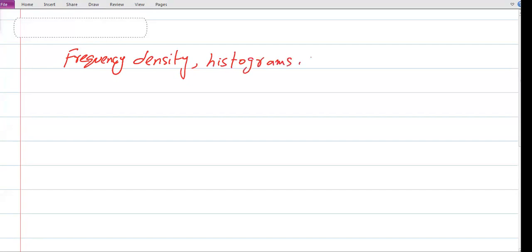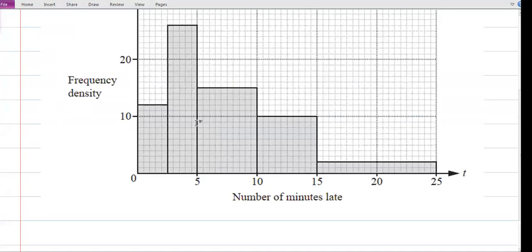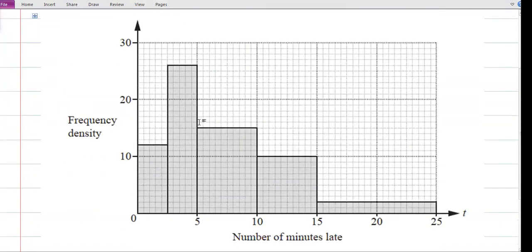All right, so today we have to talk about frequency density and histograms. What does a histogram look like? A histogram looks like this one. This is a histogram. Now, one difference you must know between the histogram and the bar chart.